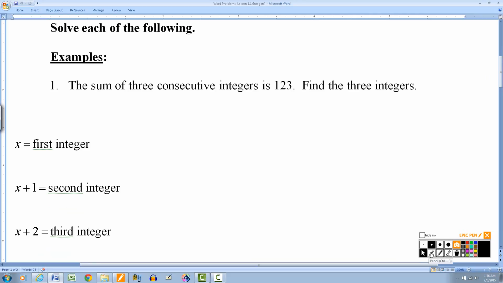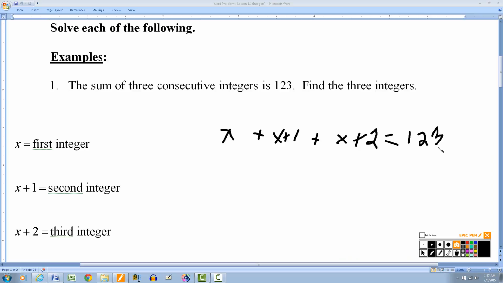So that means if I add these up, it says the sum, so that's addition. So x, that's the first one, plus, then I add the second integer, that's x plus 1. And then the third one is x plus 2. And according to the problem, the sum of these three is 123. So I put this equal to 123. And that's your equation. So then it's just a matter of solving this equation.